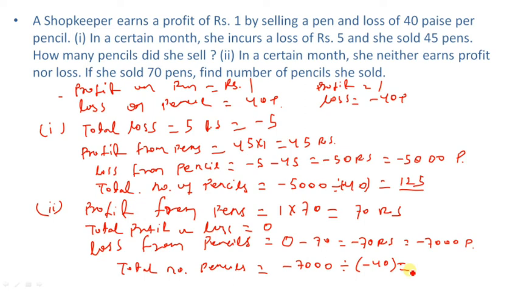Now minus and minus, two minuses are there, so the result will be plus. Now 7,000 divided by 40. If we do the division, then the answer will be 175. So the total number of pencils sold in that month is 175. Okay, so in this way we can find different sums.